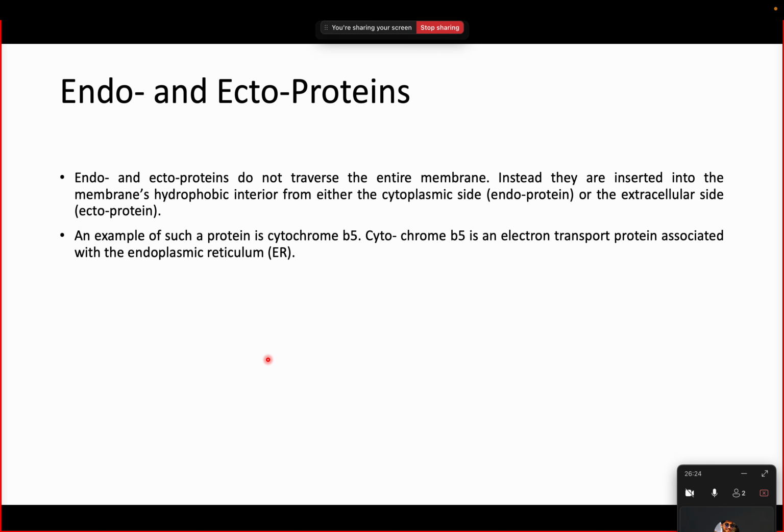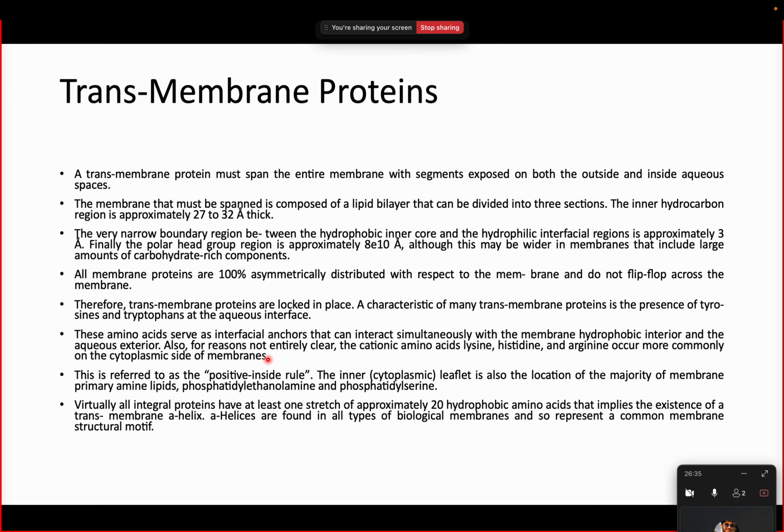Instead, they are inserted into the membrane's hydrophobic interior from either the cytoplasmic side or the extracellular side. An example of such a protein is cytochrome b5, and we have seen the representative videos and certain examples also, right? This is an important class of protein. All classes of protein are important, but when we talked about the functionality of a membrane, most of the proteins for which we have studied the functionality belong to the transmembrane class of membrane proteins.